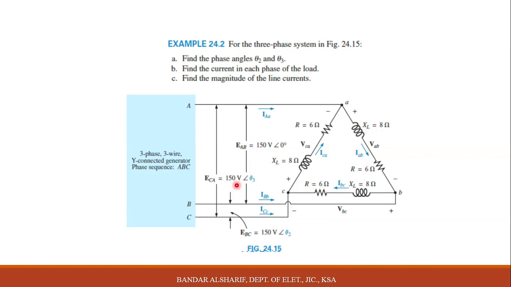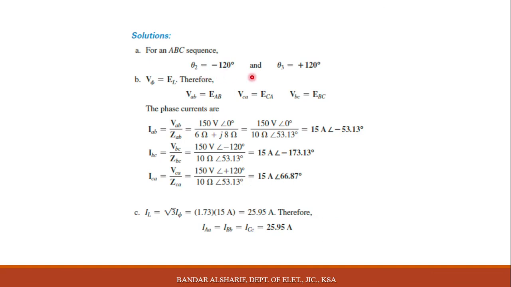Okay, we'll study one example here. Example 24.2: for the three phase system, figure 24.15, find the phase angles theta 2 and theta 3. Okay, this is theta 3 and this is theta 2. The voltage magnitude for the line voltage is 150 with angle 0. The voltage EBC is 150 with angle theta 2, which will be minus since it is a positive sequence. Okay, it is mentioned here: Y connected generator, phase sequence ABC. Then this means for EBC, the angle will be minus 120, and theta 3 will be plus 120. See here the answer.